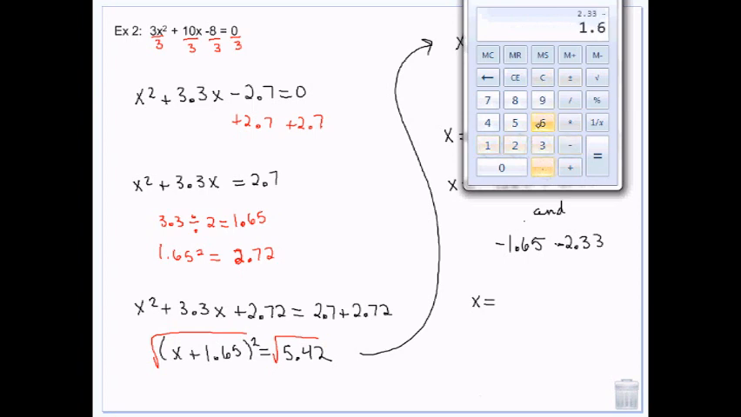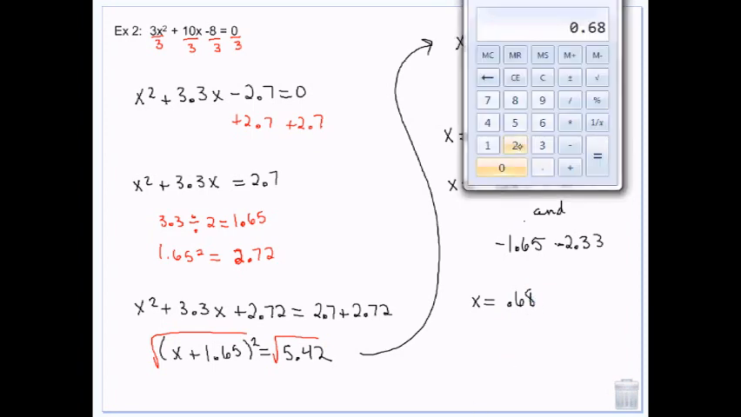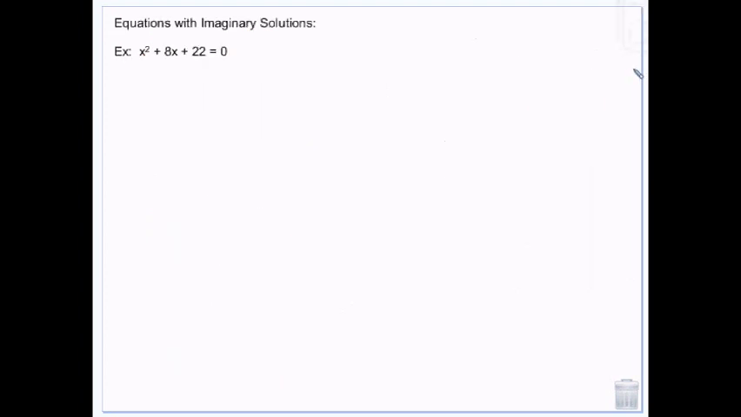So 2.33 minus 1.65, so 0.68. And negative, what was that, 3.98. Imaginary solutions. We actually ended up with one of those because I think I made a typo, but that's all right. We'll just pretend we hadn't seen one yet, and we'll go ahead and complete the square.